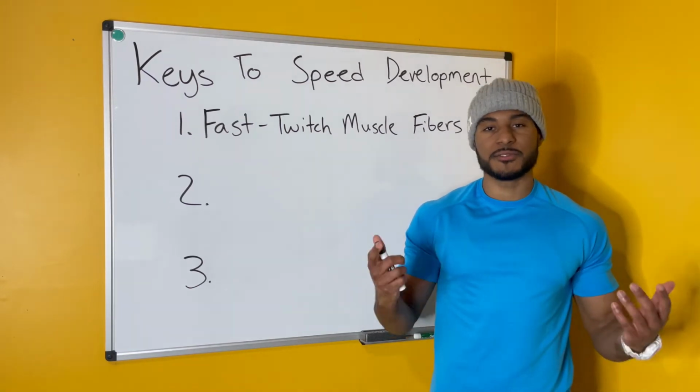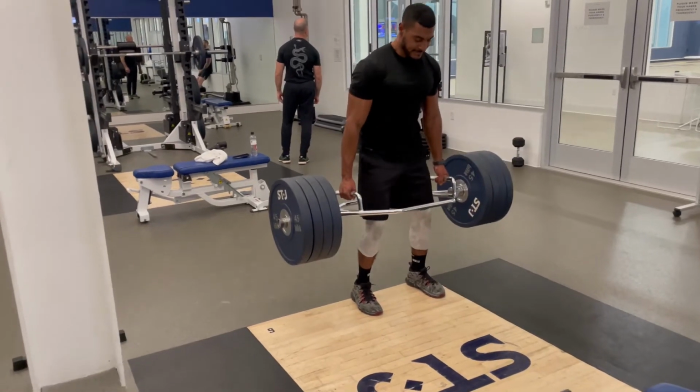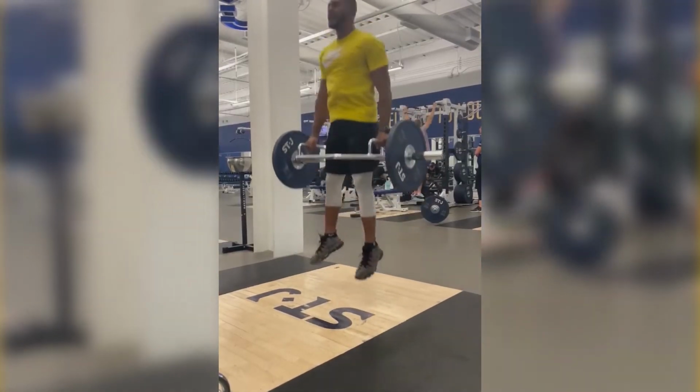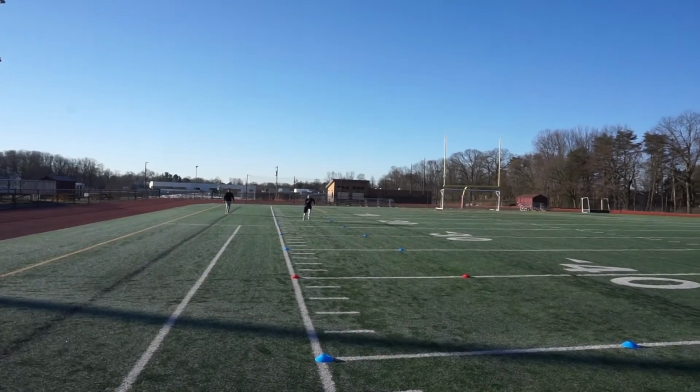So how do we train these fast twitch muscle fibers? Well, there's a number of ways. There's heavy lifting, lightweight lifting with fast acceleration, plyometrics, Olympic lifting, and let's not forget, sprinting.